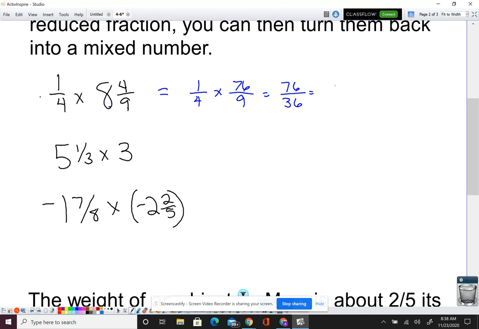We know that they're both even numbers, so we can reduce it down. Divide 76 by 2, and we get 38 over 18. They're still even numbers, so we're going to divide by 2 again. 9, and 38 divided by 2 is 19. So 19 over 9, or 2 1/9.